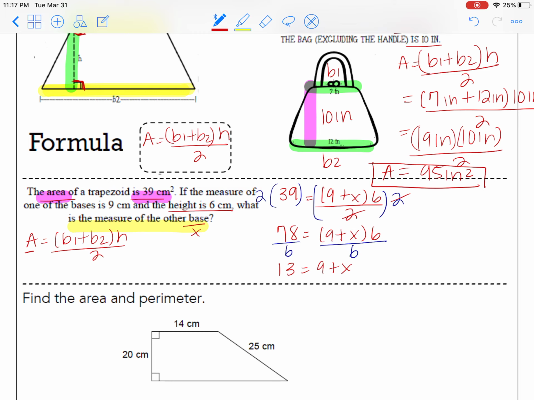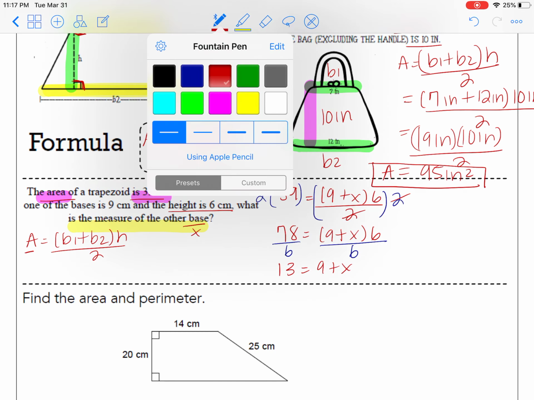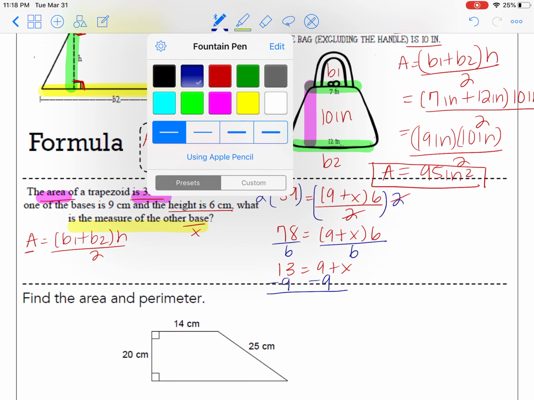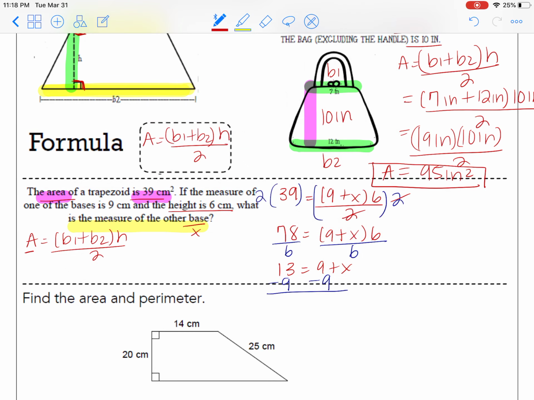9 plus X. Then finally, we need to undo that addition. So the inverse operation of adding is subtracting. So minus 9 on the right side of the equation, minus 9 on the left side of the equation, and we get X equals 4. Again, what does X represent? X represents my base. So the base that we're missing is equal to 4 centimeters.